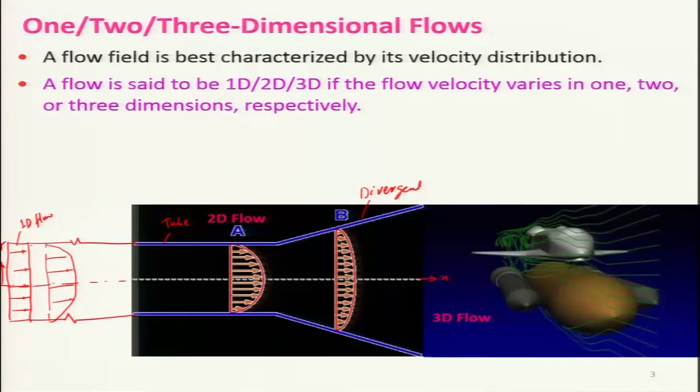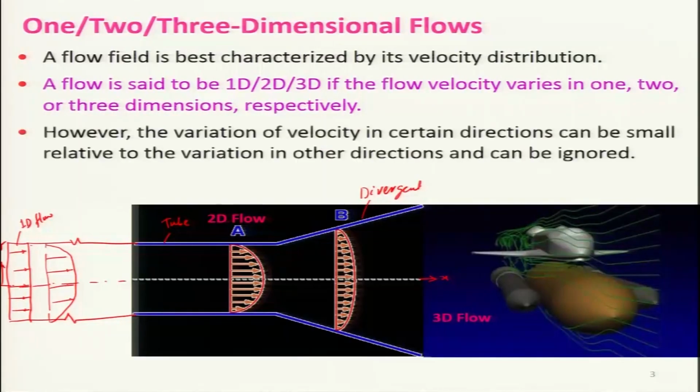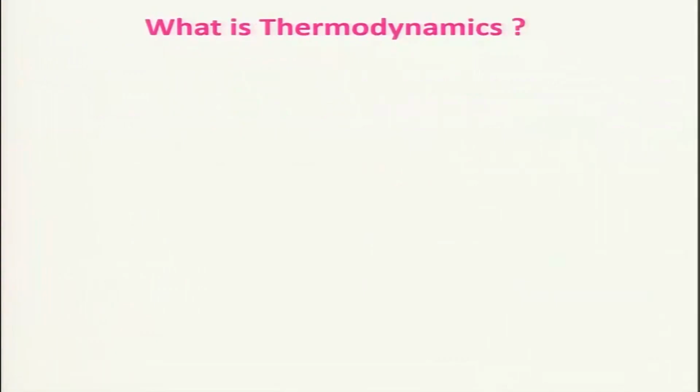However, for our analysis, we will be assuming it to be axisymmetric or two dimensional, and we can also produce two dimensional flow in the laboratory and in certain devices. The variation of velocity in a certain direction can be small relative to variation in other directions, and hence can be ignored and considered as either two dimensional flow or one dimensional flow. Inherently, flow is three dimensional.